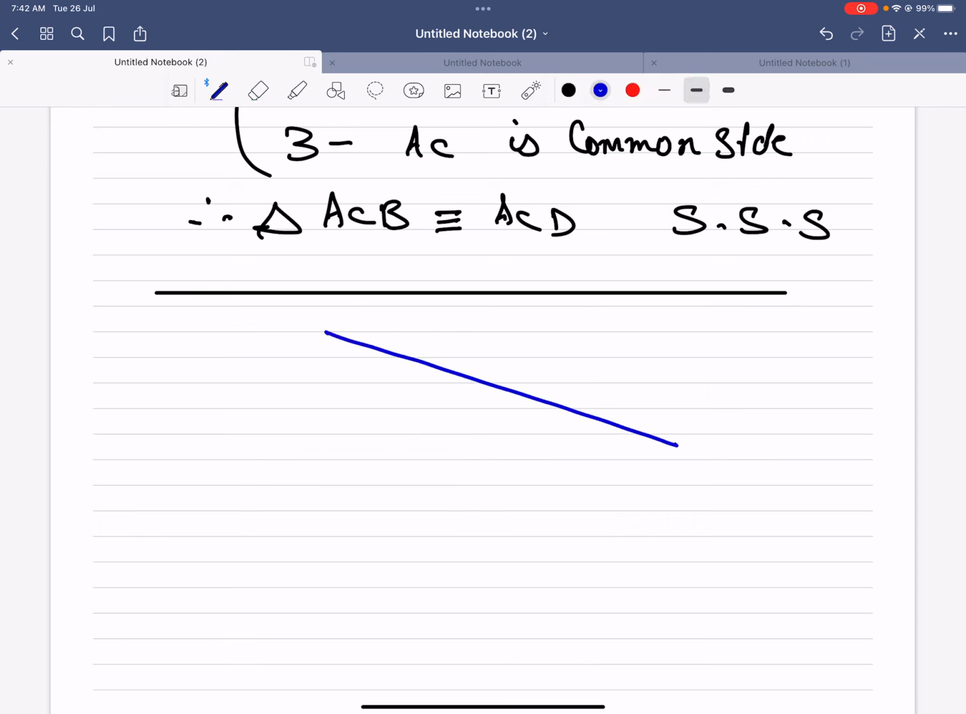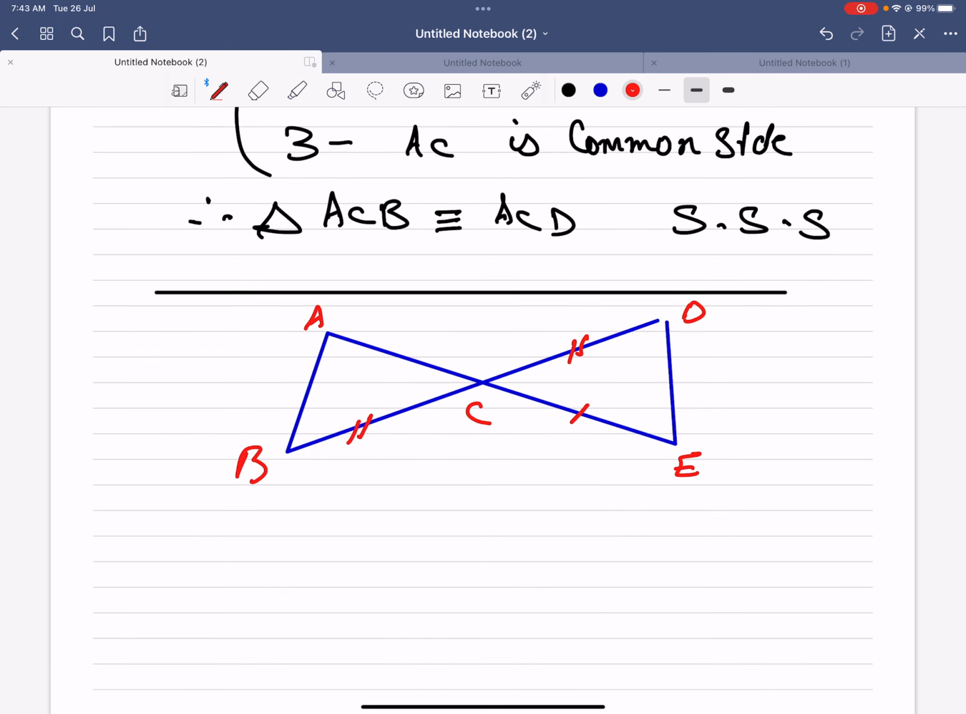We have here two triangles. The first triangle is ABC, and the second one is DCE, for example. And he tells us that DC equals BC and EC equals AC. Here, prove that the triangle ABC is congruent to the triangle DEC.